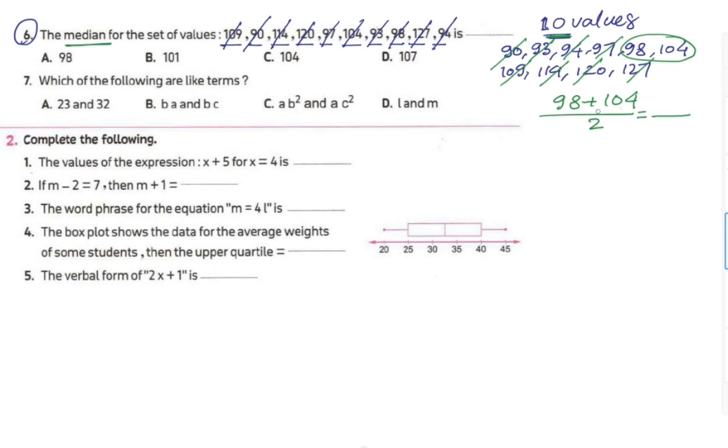So I will add these two values, then divide them by 2. 104 and 98 equal what? 202 over 2 equals what? The half of 200 is 100, and the half of 2 is 1. So the result will be 101. Where is 101? Choose B.